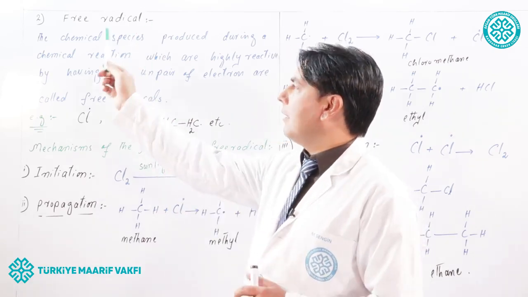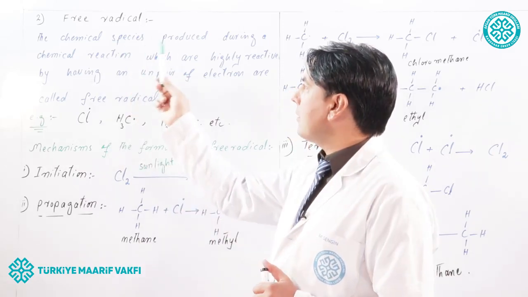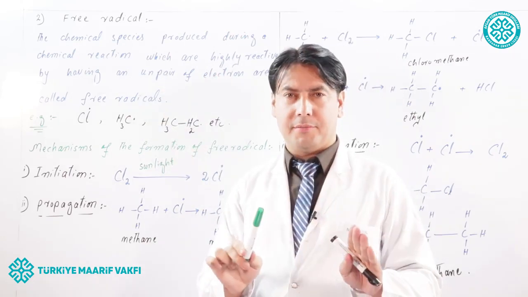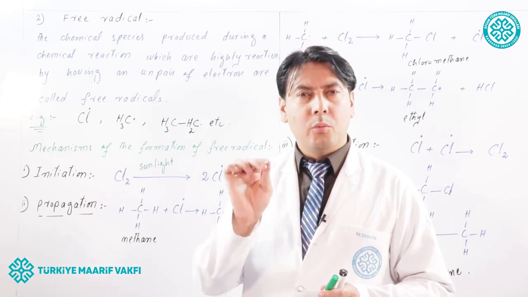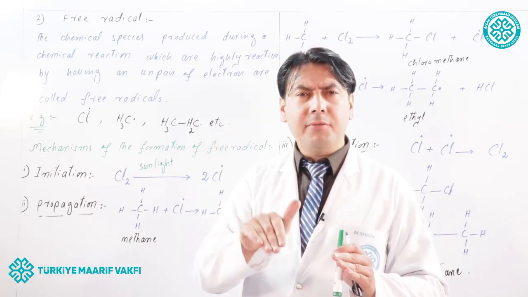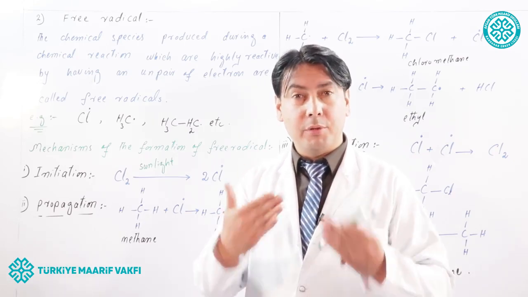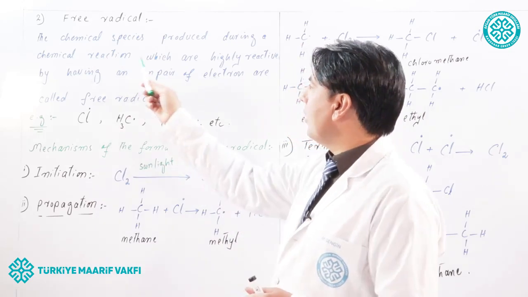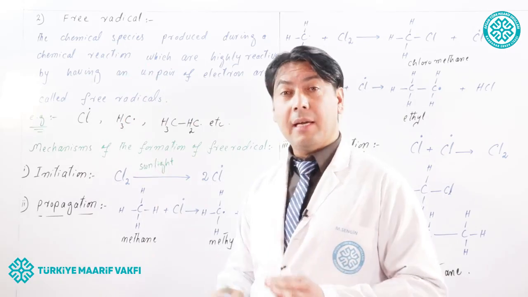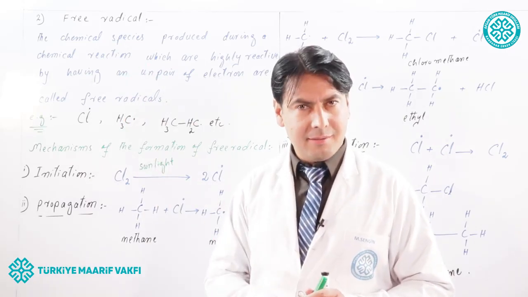So, first, the free radical can be defined as the chemical species produced during a chemical reaction. When a chemical reaction takes place, free radicals can be produced, which are highly reactive by having an unpaired electron, and are called free radicals.